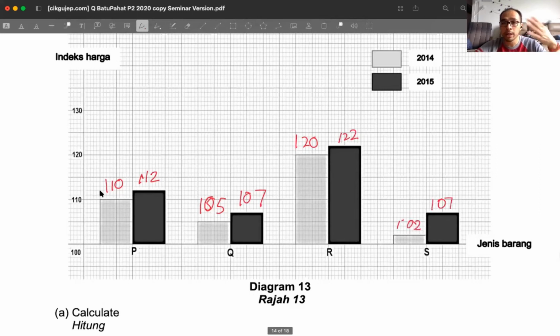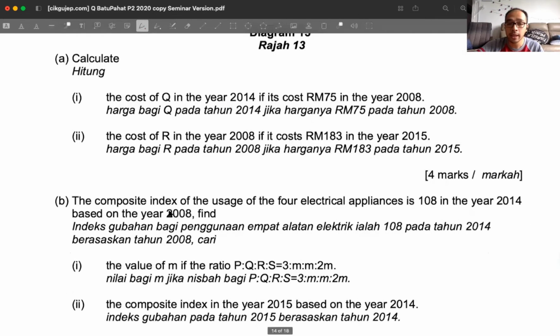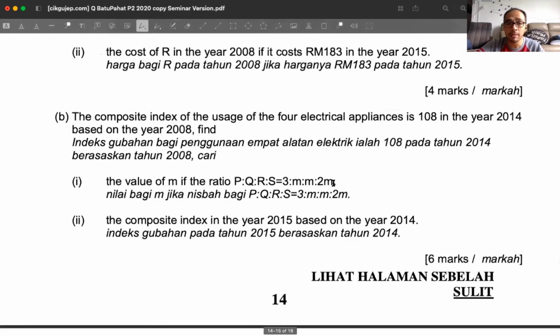Okay, but in your photostated paper, kan dia mungkin tidak jelas. So I'm writing this down here so that you can copy it down when you answer this question. But again, the index number question, there's nothing really very special about it because the ratio is given, which is actually the weightage lah. Okay, so 3m, m, 2m.